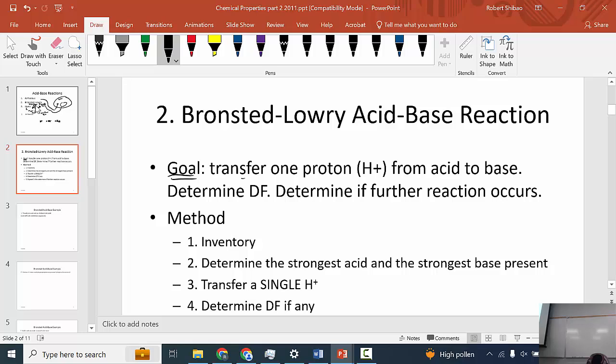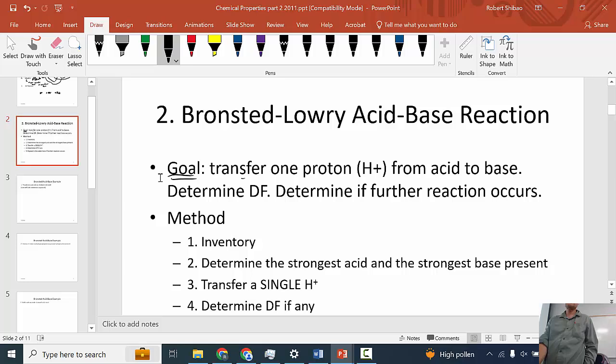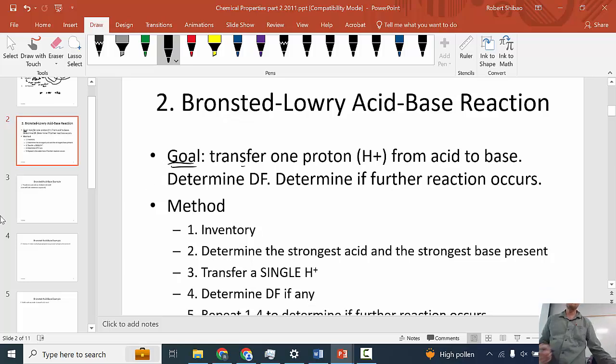at a time. And so let's say an acid is triprotic. We only transfer one of the three protons. If it's diprotic, we only transfer one of the two. Now, what happens with the remaining protons? The remaining protons can react in subsequent steps, but we don't deal with subsequent steps yet. We have to finish the first step. And so this is why I say transfer only one proton, even though there could be multiple protons.